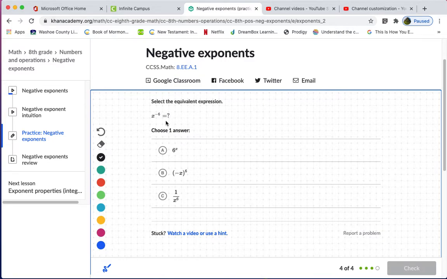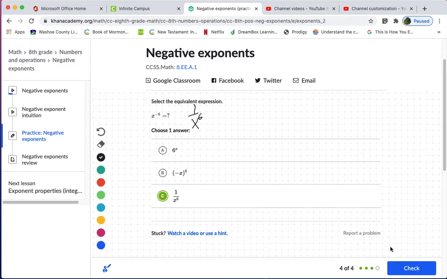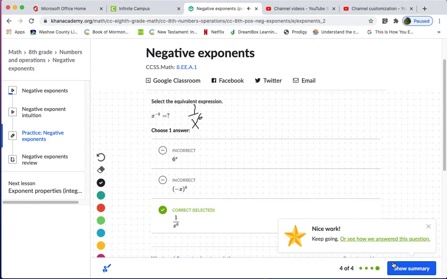x to the negative 6, that is 1 over, right? We see the negative and then we do the positive version in the denominator. 1 over x to the 6th. Right? Hope that was helpful.